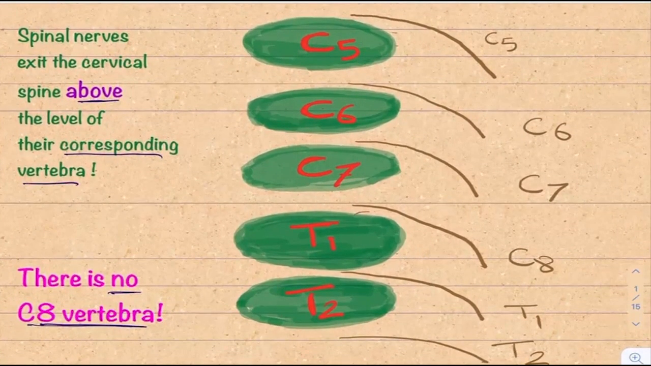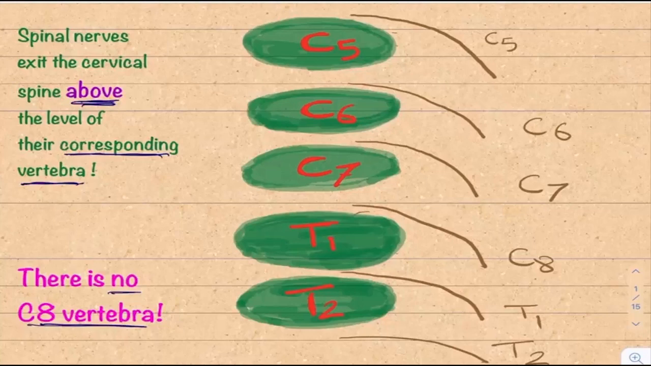But before I go on and discuss the brachial plexus, I just wanted to emphasize an important anatomical point, which is the relationship between cervical spinal nerves and their corresponding vertebral levels. For cervical spinal nerves, the spinal nerve exits the cervical spine above the level of the corresponding cervical vertebra. So for example, C5 emerges from the vertebral column on a level between C4 and C5.